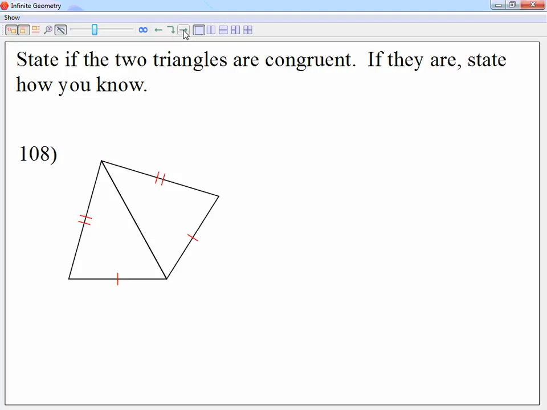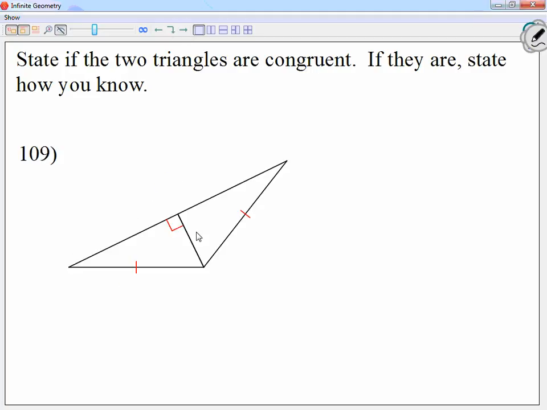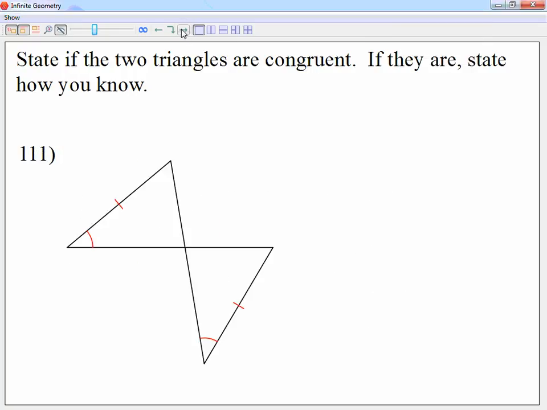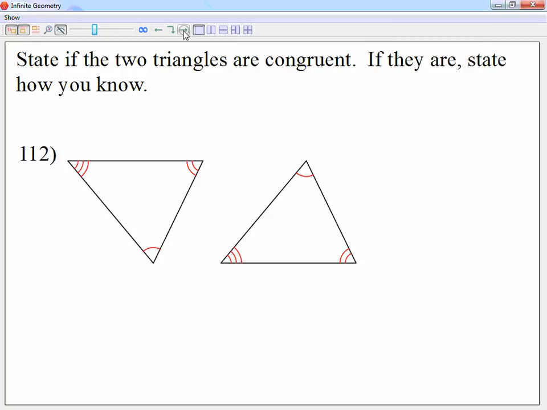So 109 would be HL. Because technically you have that side, so you have two sides and the angle not in between. Remember, angle side with 90 degrees, yes, we call it HL. It has to be 90 degrees for it to be HL. That's why angle side is not a rule, because what if the angle is not 90? All right, so this takes us up until 112. Any questions up until 112?